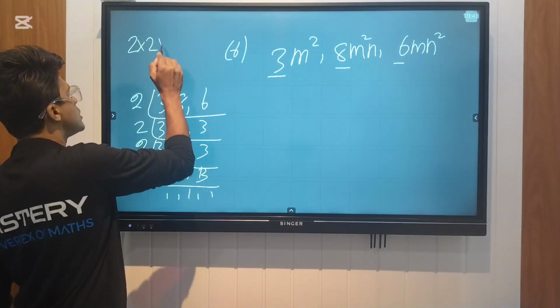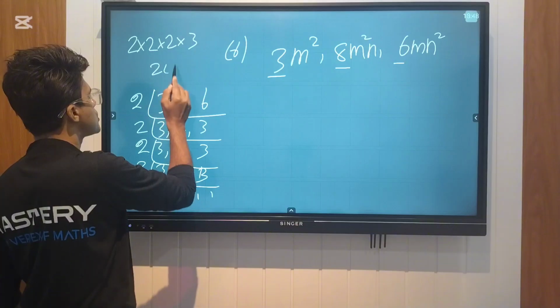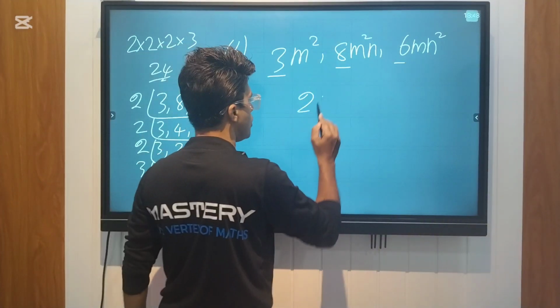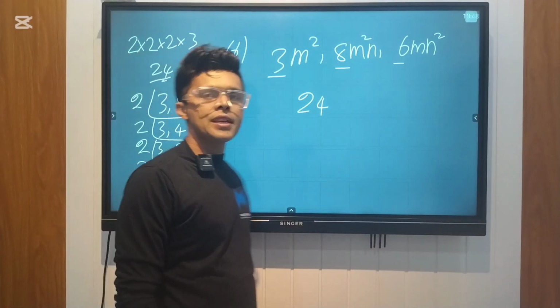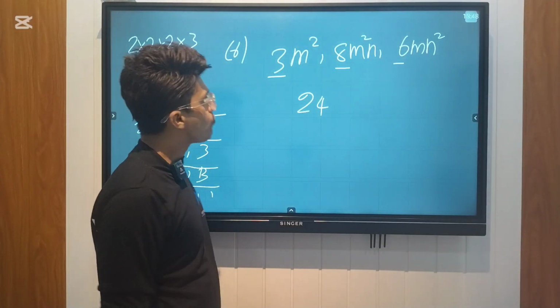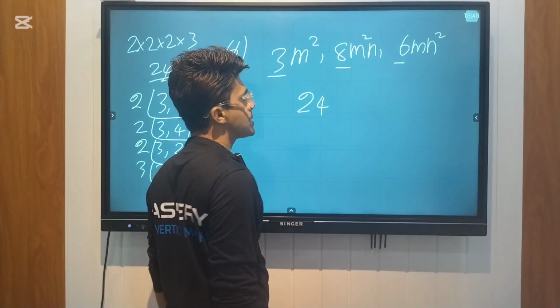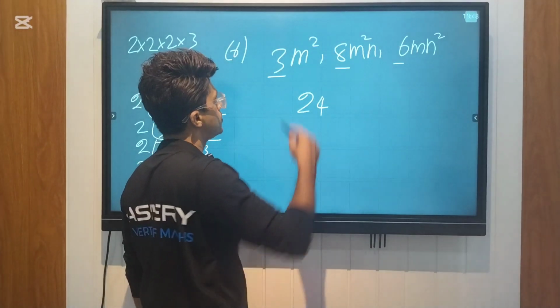Now you can multiply these values. 2 into 2 into 2 into 3. 2 times 2 is 4, 4 times 2 is 8, 8 times 3 is 24. This is the LCM of these digits. LCM of 3, 8 and 6 is 24. Now we get the variables: the greater index is taken generally. This is the easiest way.